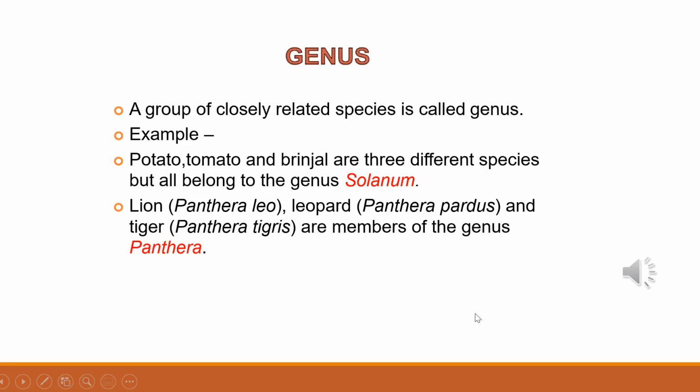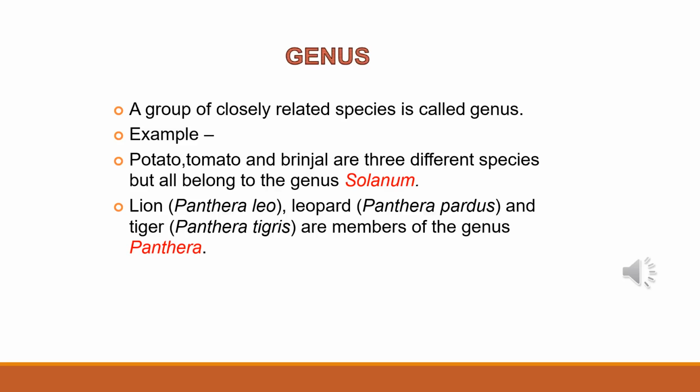The first higher category above the level of species is genus. As per the rules of binomial nomenclature, a species can be named only if it is assigned to a genus. A genus may have one or several species. A genus having a single species is called monotypic, just like the genus Homo, which is monotypic with a single species, that is Homo sapiens. A genus having two or more species is called polytypic.